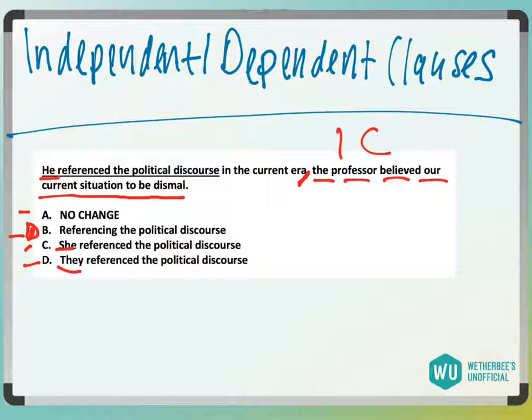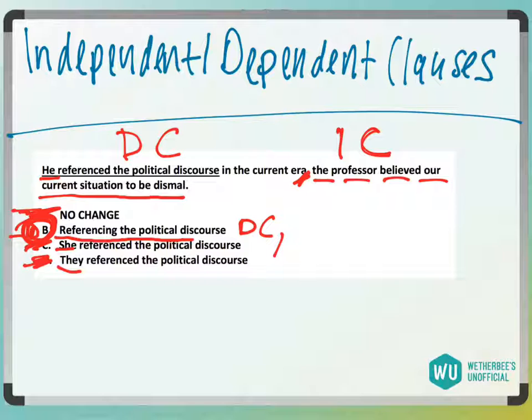So I would look at the beginning here. And if we have a comma here, if this is independent, we need this to be dependent. So "he referenced the political discourse in the current era," independent. "She referenced the political," independent. "They referenced," independent. But answer choice B would be "referencing the political discourse in the current era," which would be a dependent clause. And then we'd have an independent clause after, which would make B the only correct answer choice.